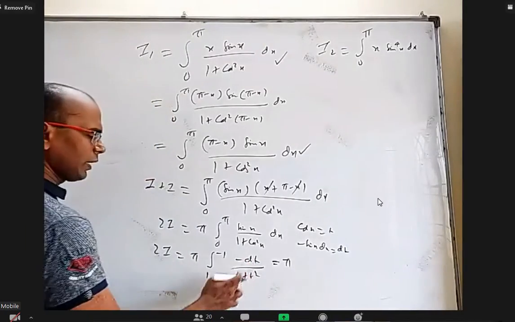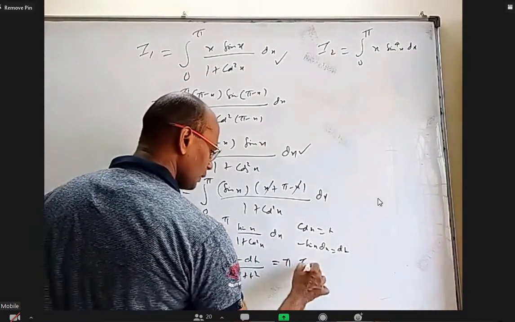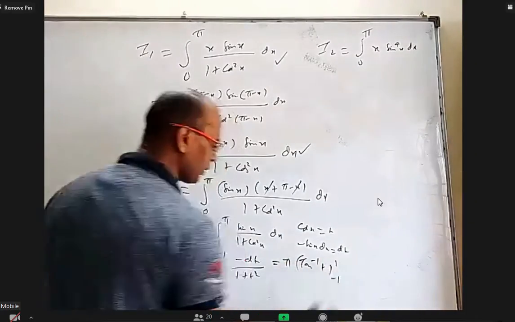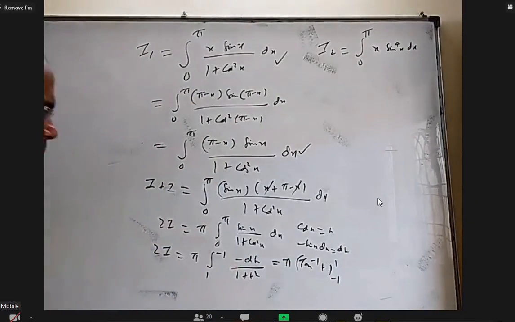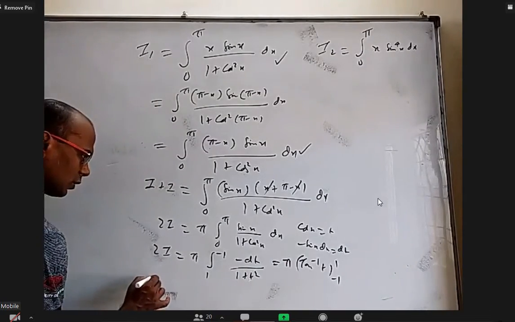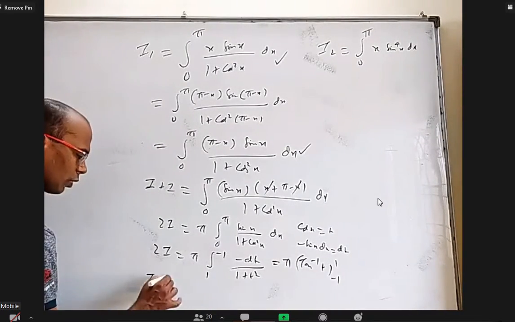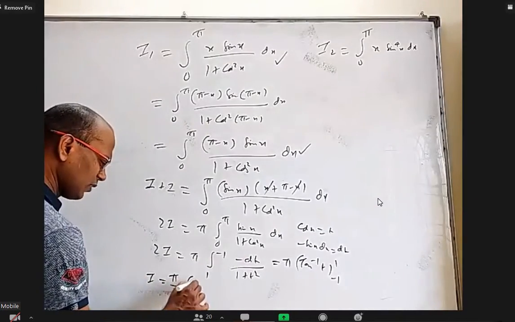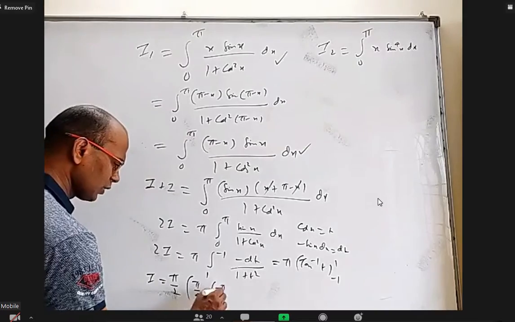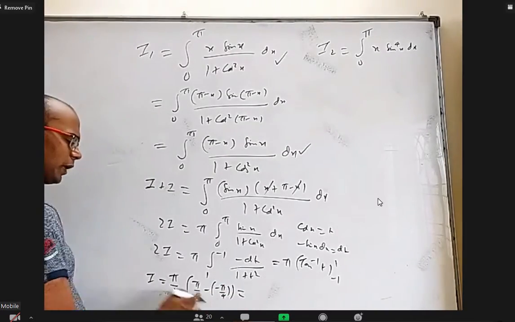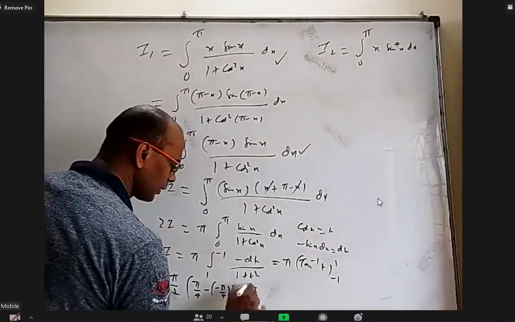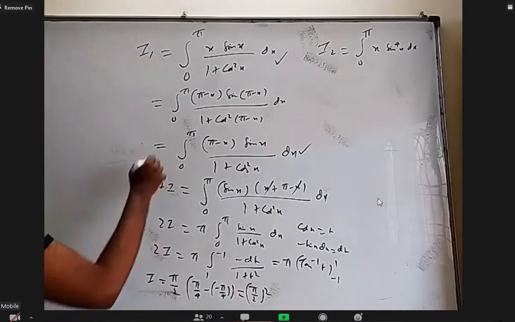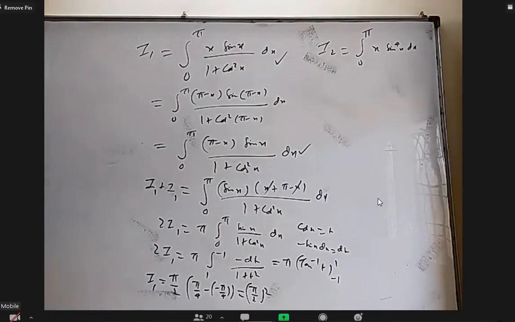Pi times 1 by (1 plus t square), what is the integral? Tan inverse t. Lower limit minus 1, upper limit 1, because I used this minus for interchange. So I is equal to, this will go down, and we get pi by 2. When I put tan inverse 1, pi by 4, tan inverse minus 1 is minus pi by 4. So this is pi by 2, I am getting pi by 2 first. So I1, I should write it all the way, is pi by 2 whole square.